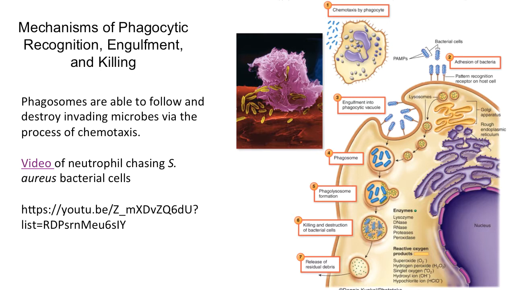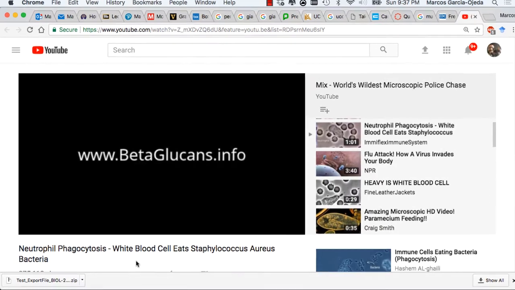What I want to start you with is a short video about how a neutrophil, for example, is able to chase a microorganism, in this case Staph aureus, and then kill it. So I'm going to play the video for you, and we can take a moment to see it.